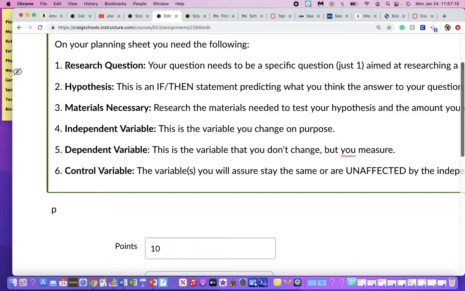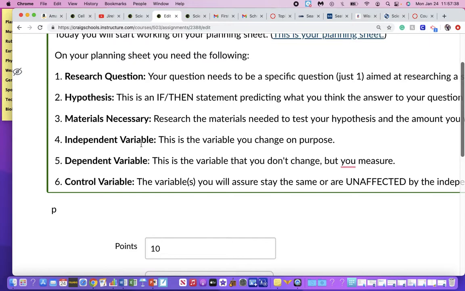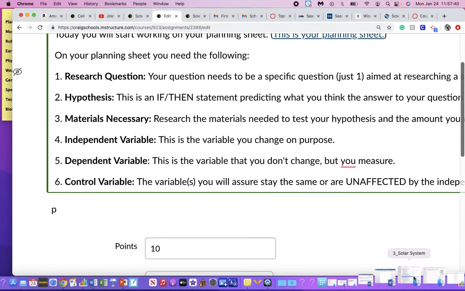So on your planning sheet, you're going to identify and discuss your research question. You're going to make a hypothesis. You're going to determine the materials necessary. You're going to determine the independent variable, dependent variable, and your control variable, okay? And I'm going to go a little more in depth about what that looks like, okay? So let me go ahead and pull up that sheet for you.